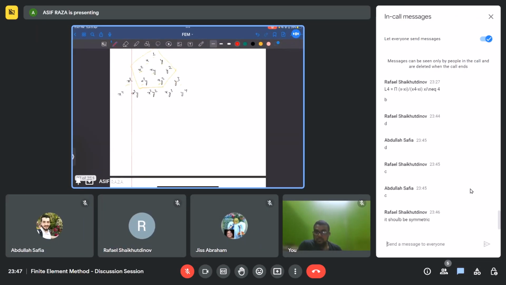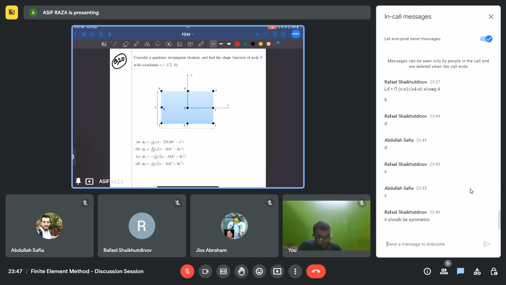Okay, last question for today's session. Consider a quadratic rectangular element and find the shape function of node 9. Node 9 with coordinate minus L by 2, comma 0. Node 9 is here.